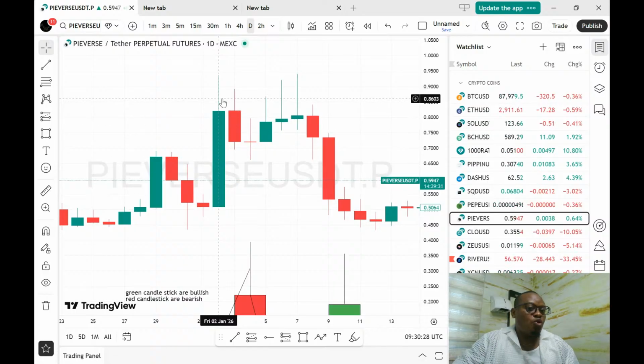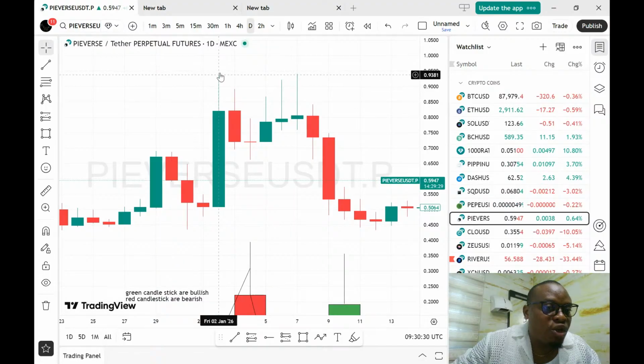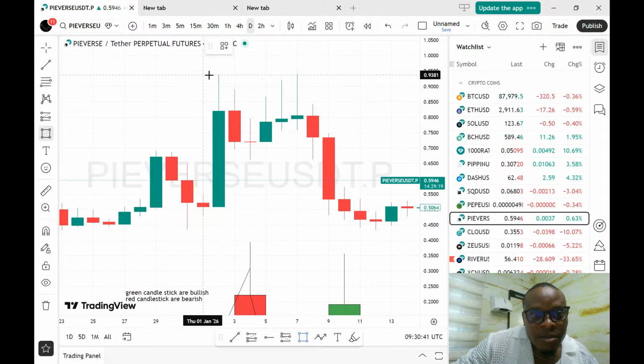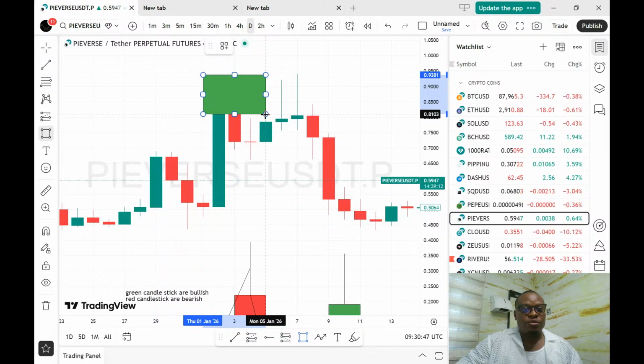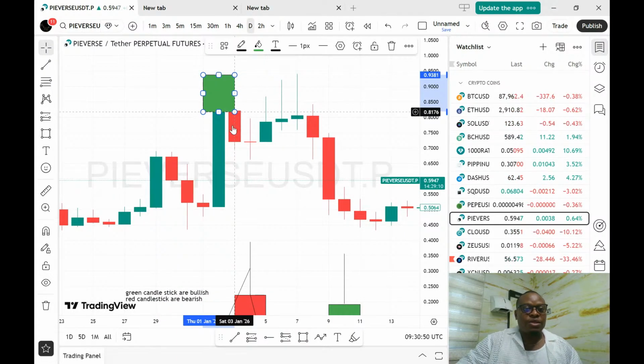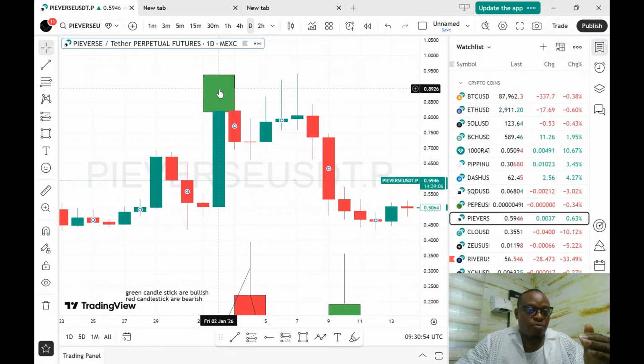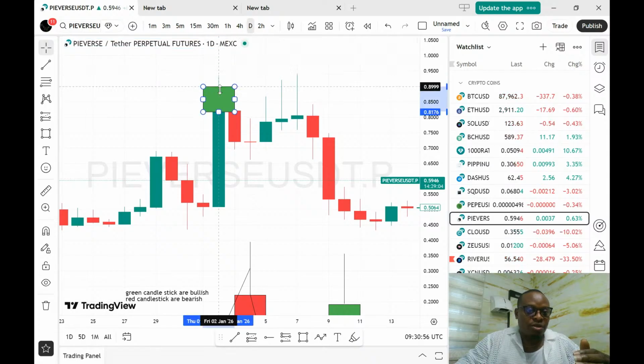Are you seeing it? You can also see a wick here. What does this wick tell you? It tells you that the market was dominated up to this zone before price reacted down, before price started coming down, before it pushed down.